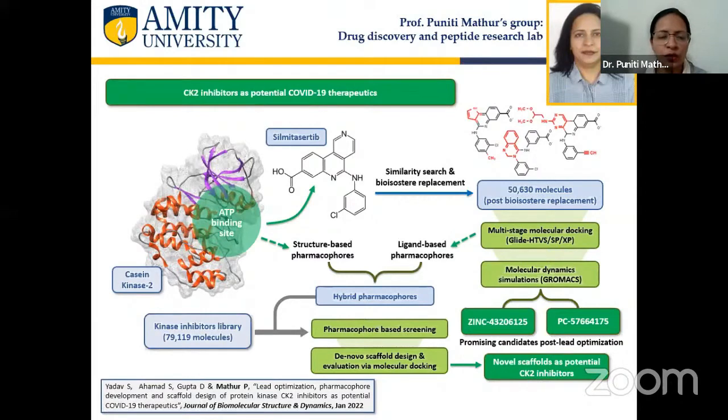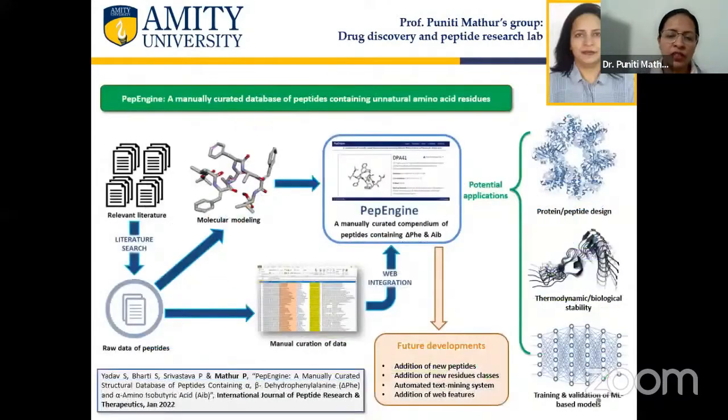So we chose the protein casein kinase 2, and we already know that silmitasertib is a compound that binds to casein kinase 2, and we tried to modify it to generate a compound which has superior performance to silmitasertib, because silmitasertib has problems of toxicity and side effects. So we used bioisosteric replacement techniques and designing pharmacophores, combining them, and using molecular dynamics to come up with promising leads. So this was one of our works that we have recently published.